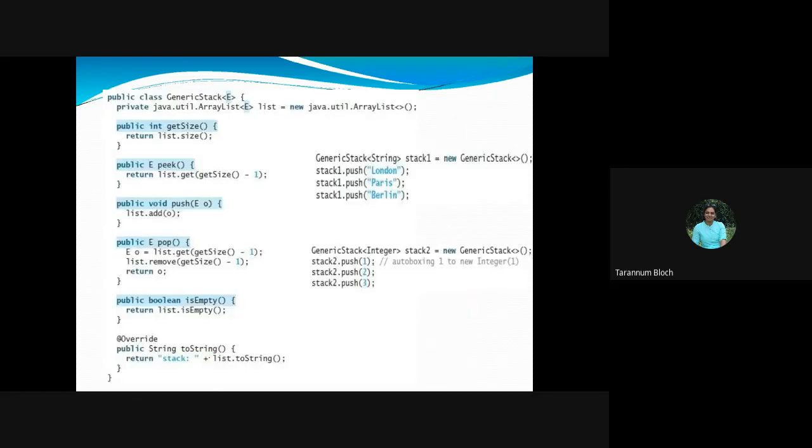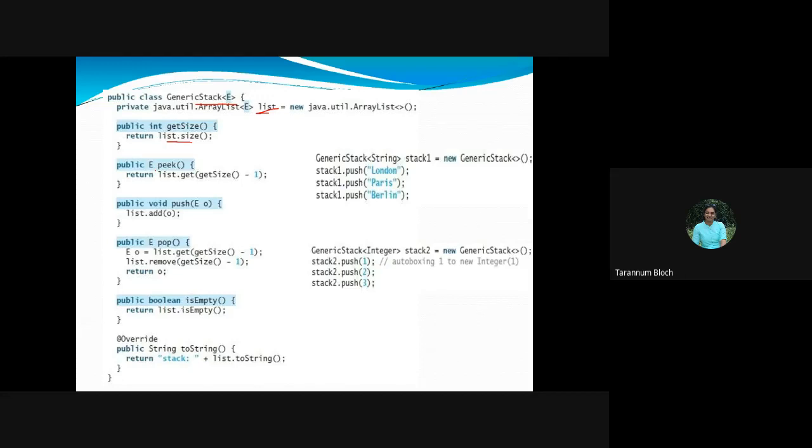Fine. So you can see here we have taken a generic stack, public class GenericStack<E>, and we have taken java.util.ArrayList<E> list equal to new ArrayList. Fine. So now list is holding different items, different elements, and these are the methods. getSize, we say list.size.